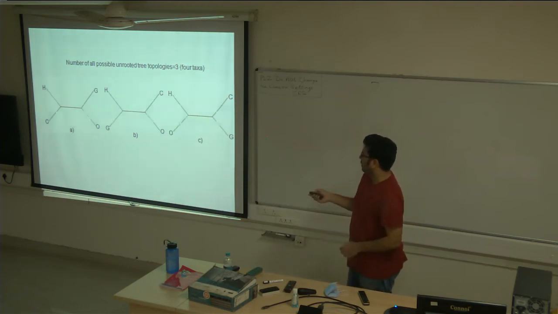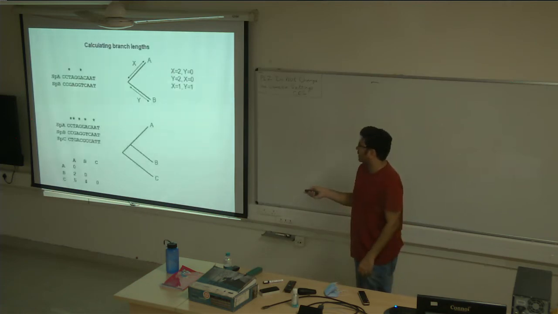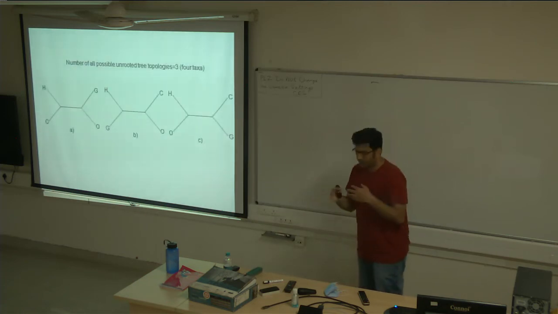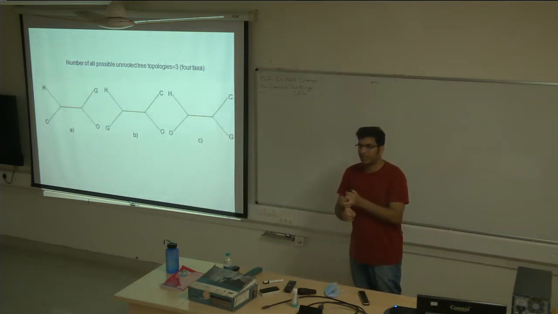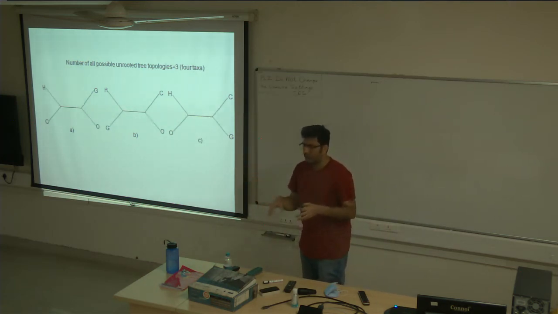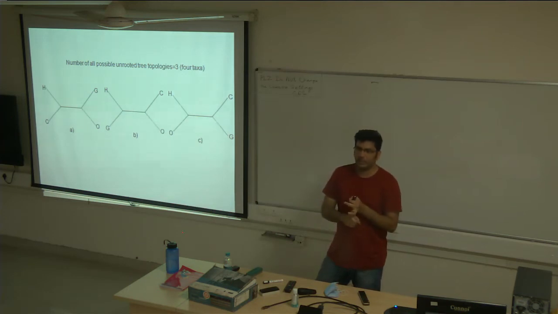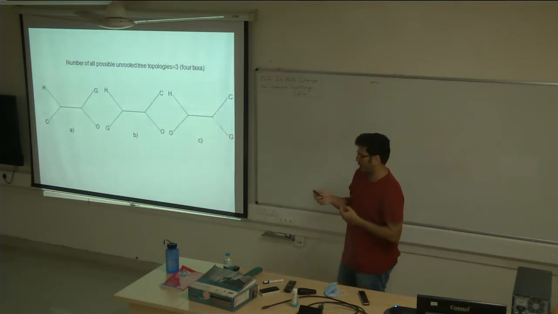So UPGMA and NJ do not evaluate these other topologies. They will just give you one tree and basically that's it. So there are other methods like minimum evolution and least squares. These are again distance-based methods, but they actually evaluate all possible tree topologies. But these methods are not in use anymore. So I'll just very briefly go over it.